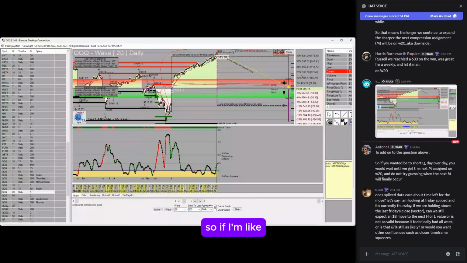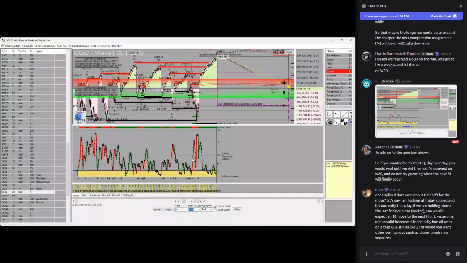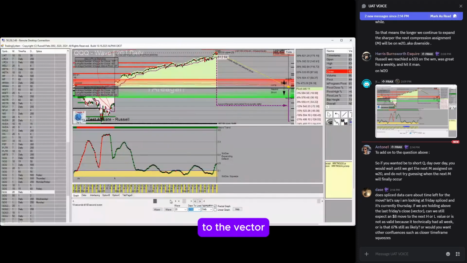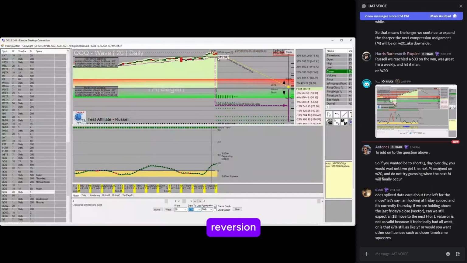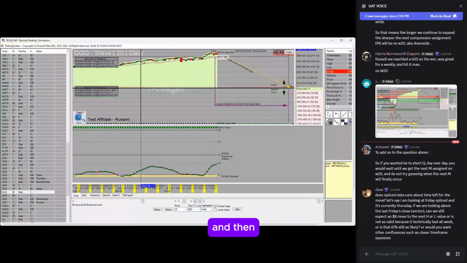So if I'm looking for an M on the 20 daily, I would want to be closer to the vector. And so we do have reversion to the vector. You can see it visually back here on the left side. We move away from the purple vector over time, and then eventually we come in contact with it and we get below it. So the market's testing that.